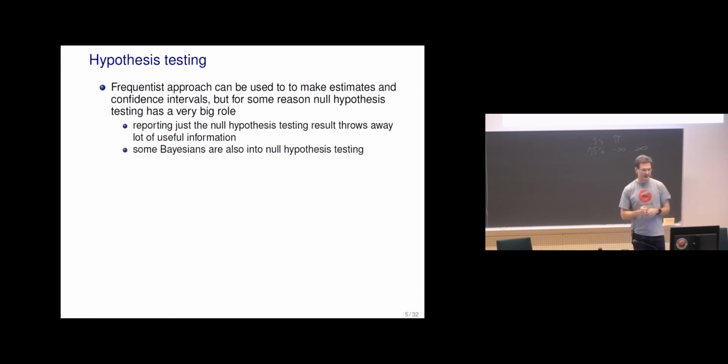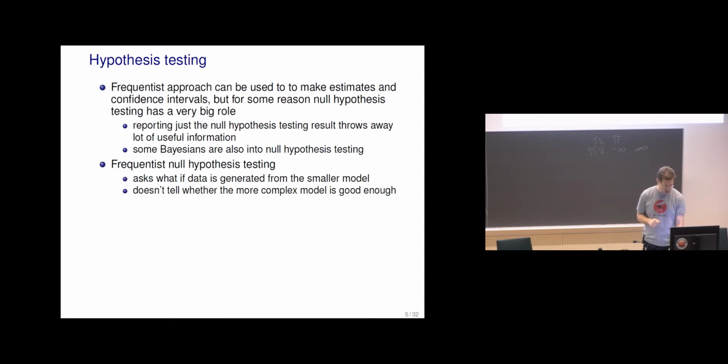Some Bayesians have then followed that, thinking that we have to be able to do the same thing, and they are also into null hypothesis testing, and still there are a lot of papers coming out on how to do this null hypothesis testing. It can be sensible in some cases, but quite many think that it's forced in too many cases, and I have an illustration of this.